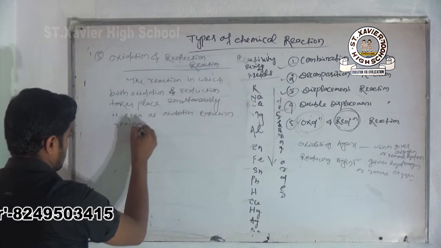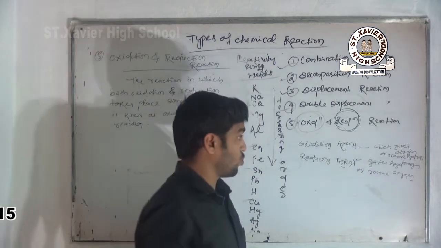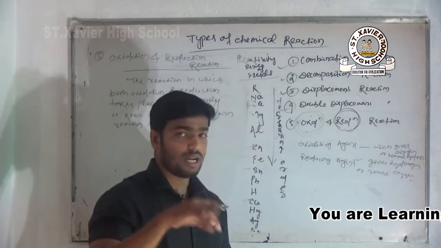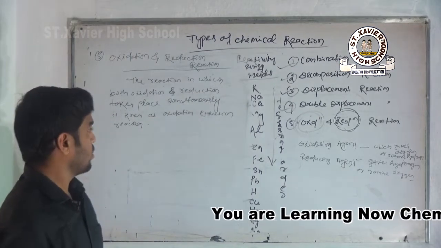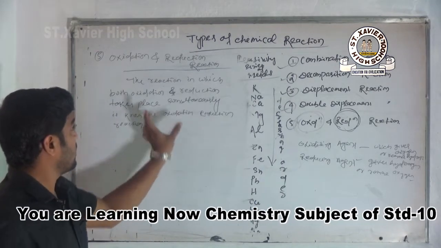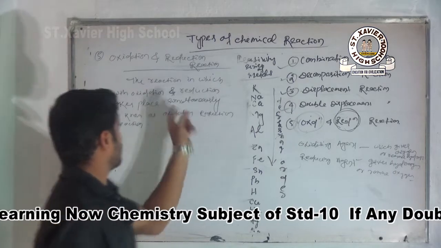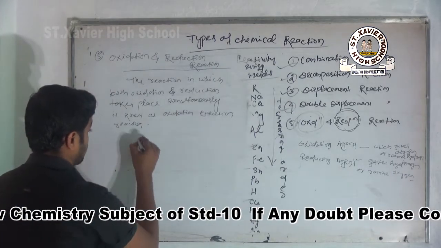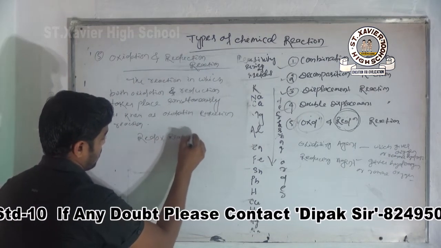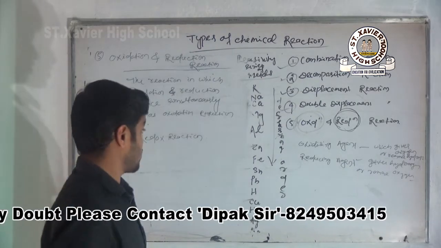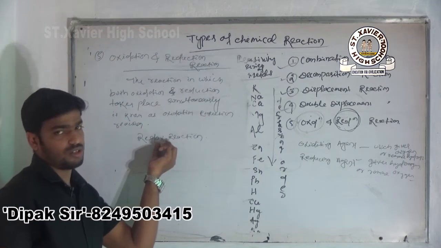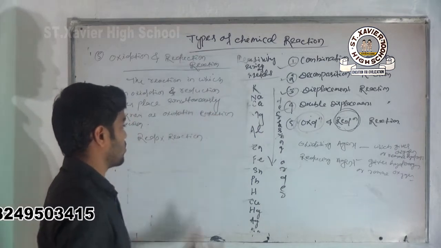That means जो रिएक्शन में ये दो टाइप्स हो सकता है एट ए टाइम. That means the reaction in which both oxidation and reduction take place simultaneously at a time. Simultaneous means at a time. That particular type of reaction is known as our oxidation reduction reaction, or it is also known as redox reaction. Redox means red for reduction, ox for oxidation. Short form redox reaction.